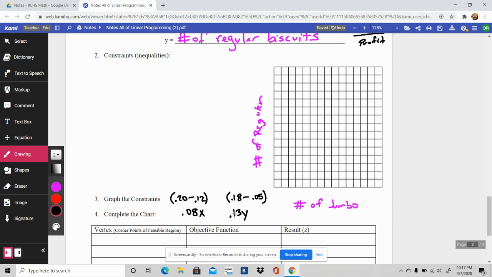This company makes both, so they're going to make a profit off of this, hopefully, and off of this, so we're going to be adding those together. And this right here, this expression, this 0.08x plus 0.13y, that's the objective function. All right, that's how they are going to get a profit. So then it's going to be up to us to figure out how many of each type of biscuit is going to be needed in order to maximize that profit.